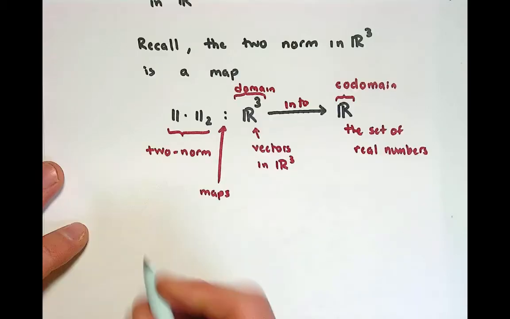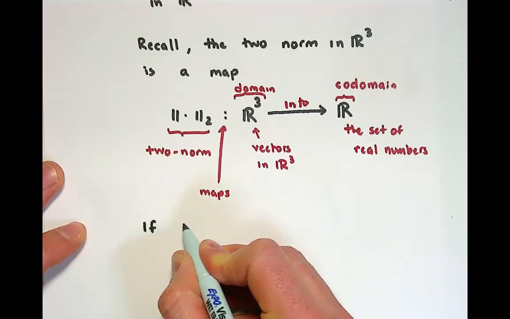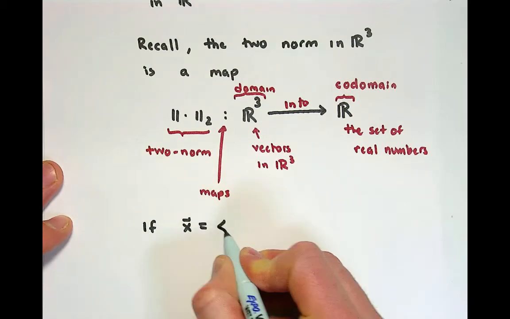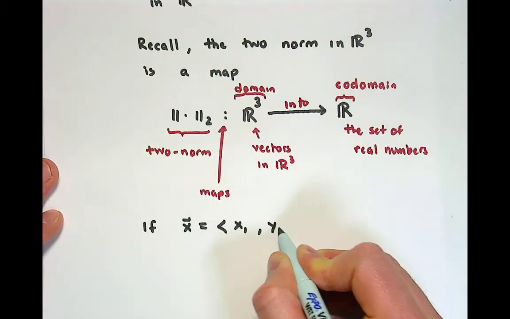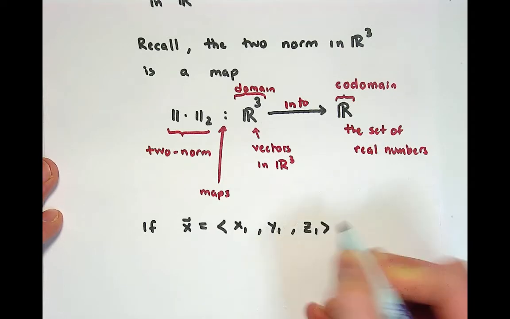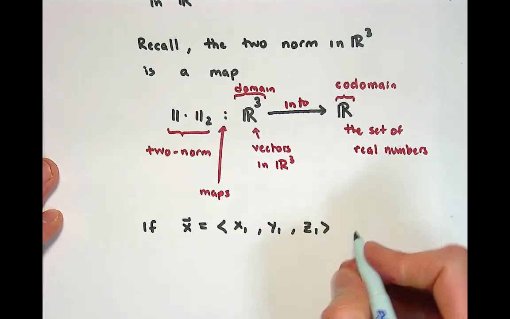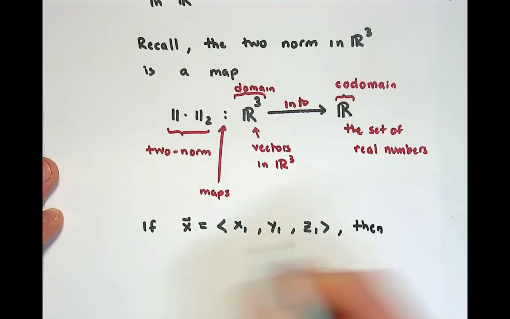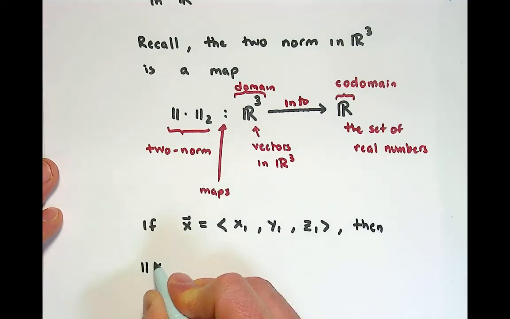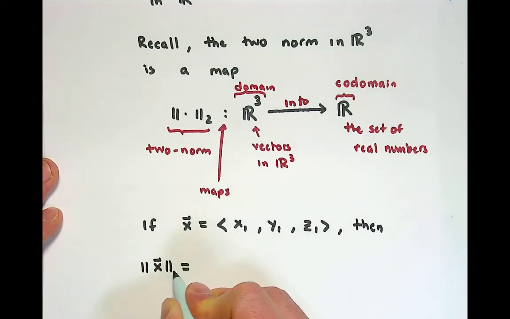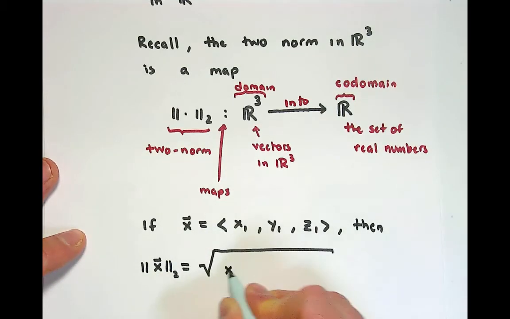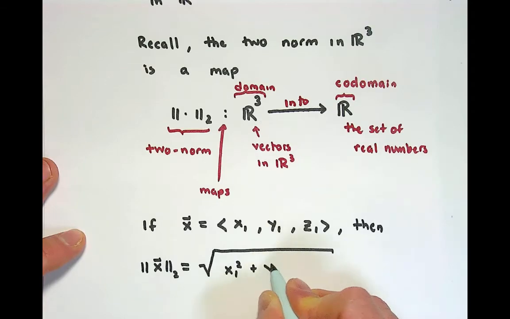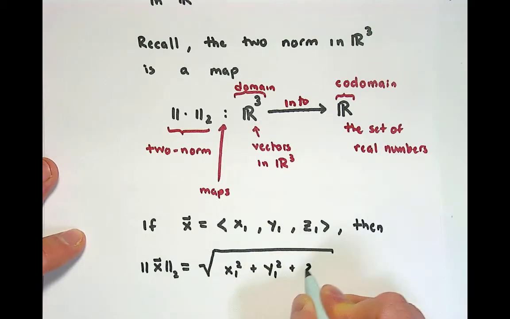We had more than this. If we had a vector in R3 given by the coordinates perhaps x1, y1, z1, and we can tell it's a vector because of the brackets, then we knew that the 2 norm of the vector x was simply the square root of the sum of the squares of the components.